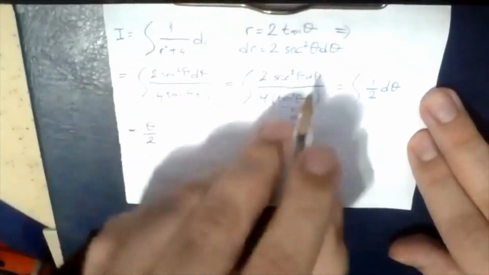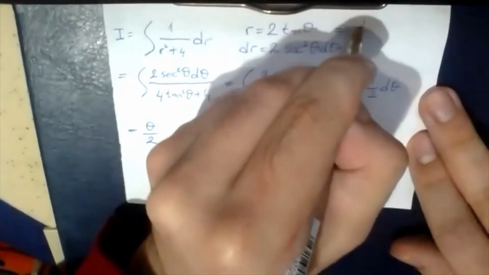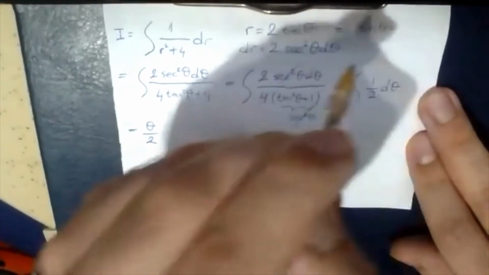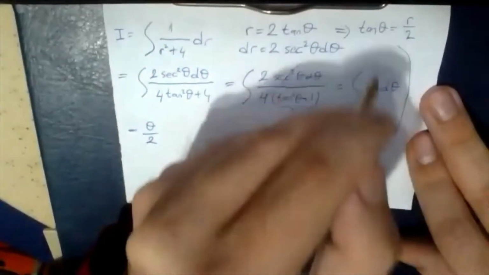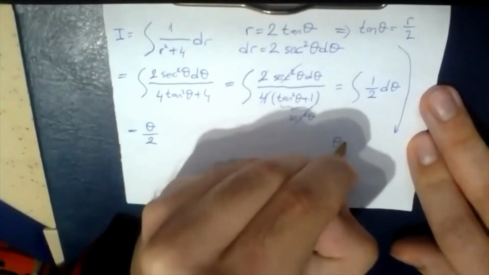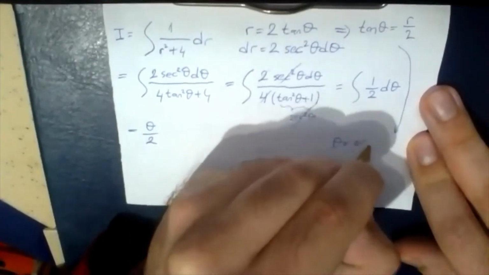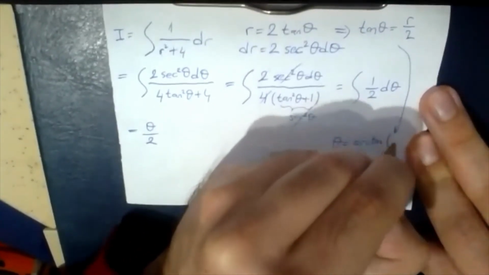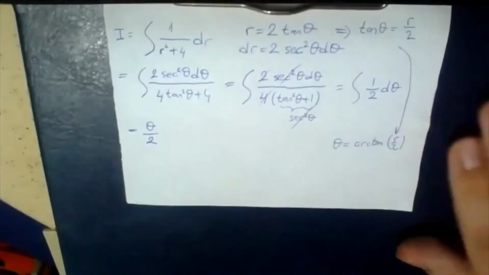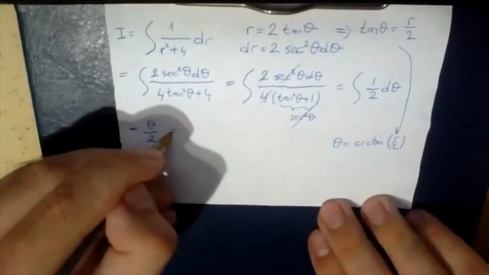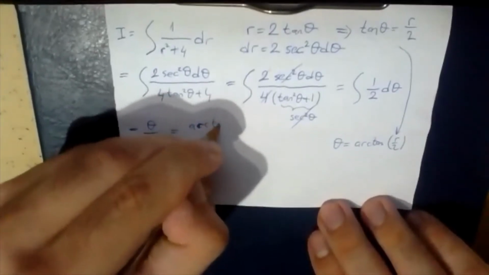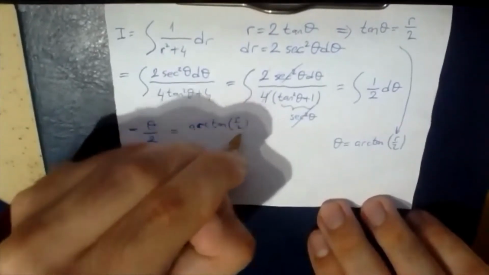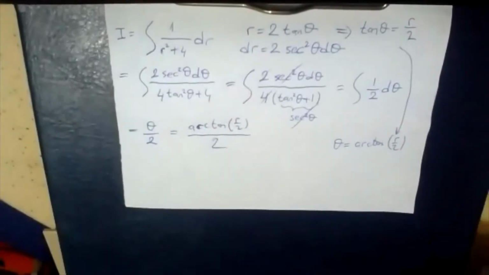Since r is equal to 2 times tangent theta, theta should be equal to r over 2. So to find theta, we can take arctan of both sides, and theta will be equal to arctan r over 2. So the answer will be arctan r over 2, over 2.